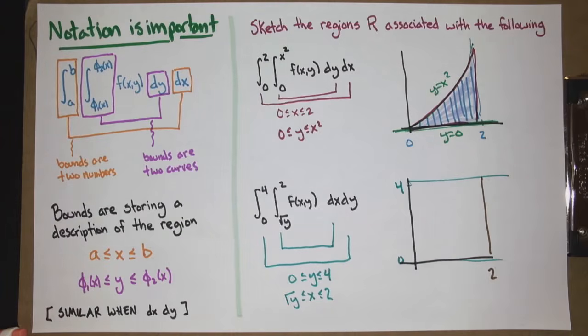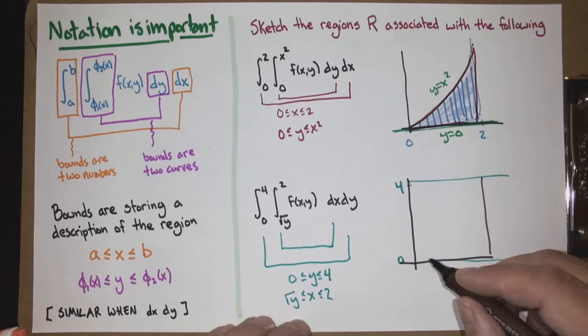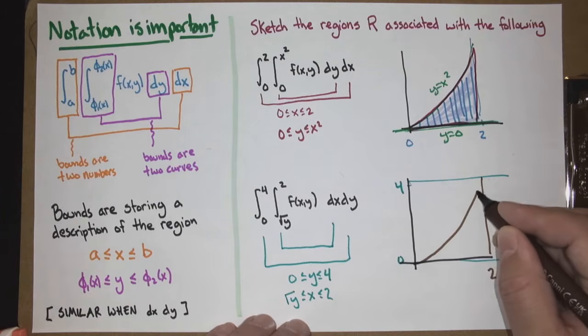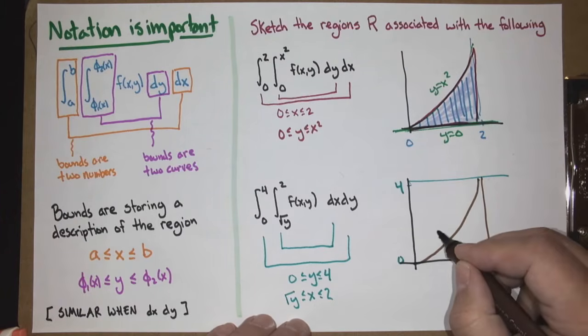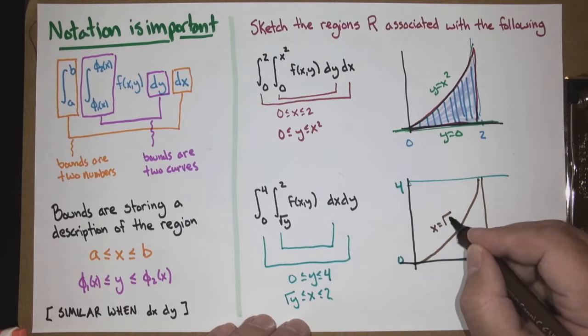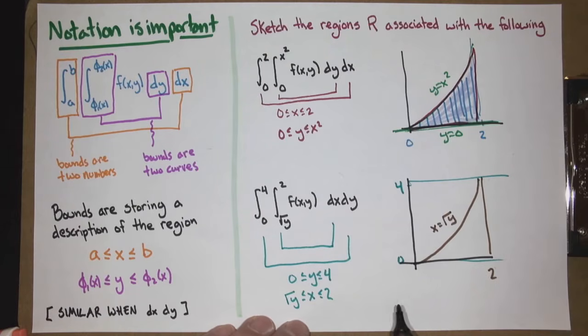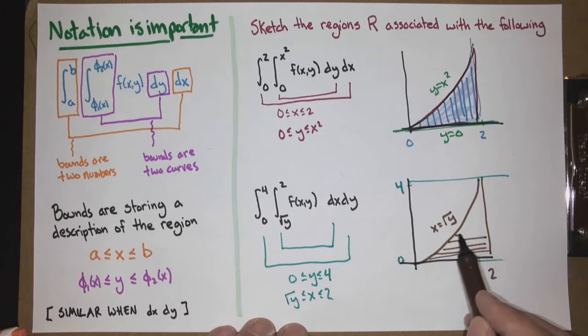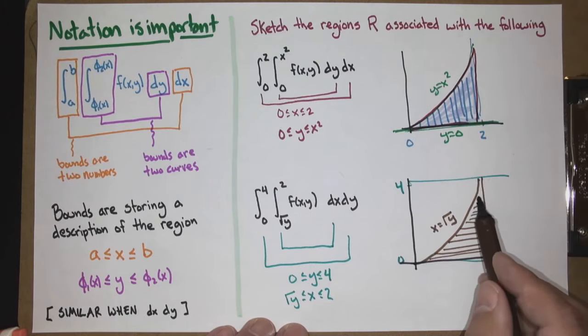It looks a lot like y equals x squared, yes? So this is x equals square root of y. And now what's happening? Well, really, we're going along y, and as we fix a y, we're going from left to right. So we're slicing horizontally.